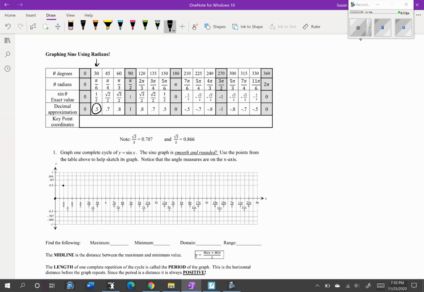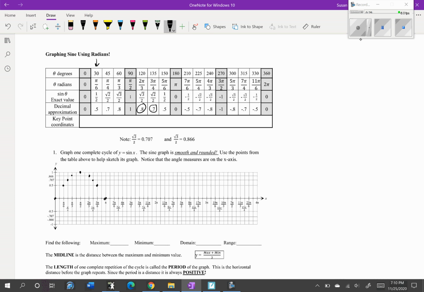At pi over 4, we get root 2 over 2, which is 0.7 about. And pi over 3, we get root 3 over 2. And at pi over 2, we're at 1. Again, I'm just using the decimal approximation. The next value adds 2 pi over 3. Notice now we're back at 0.8. And then root 2 over 2, so 0.7 at 3 pi over 4. 5 pi over 6 would be 0.5. At pi, we're at 0.